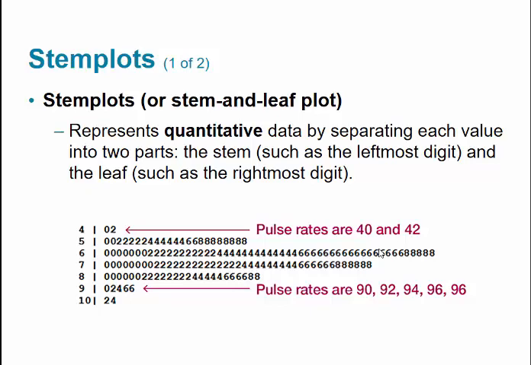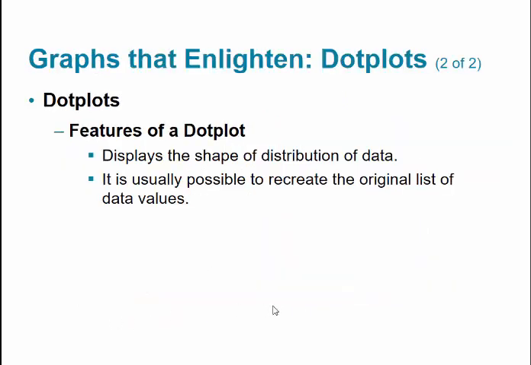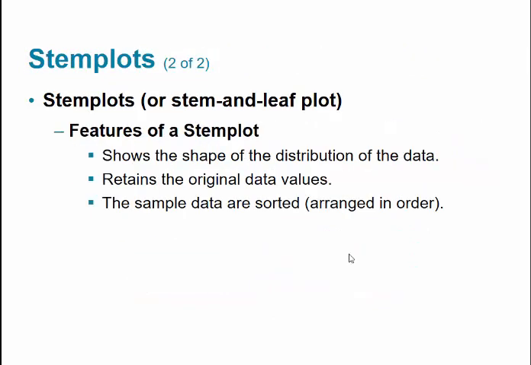And again, if you were to take this and flip it 90 degrees up, you can see we can also show the shape of the distribution of the data by drawing a line through those data points. So some of the features of stem plots: it shows the shape of the distribution of the data, retains the original data values, and the sample data is sorted and arranged in order.